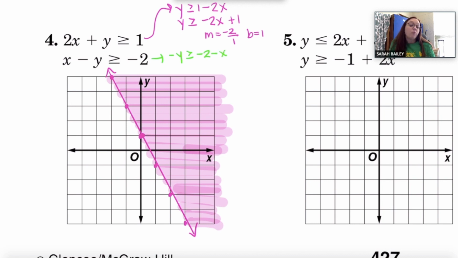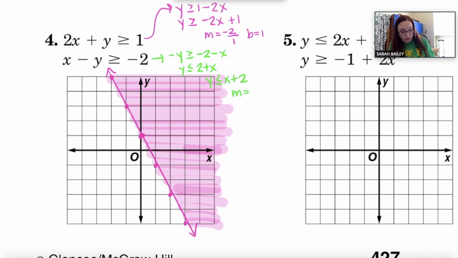Now that's a negative y, so I need to divide everything through by negative 1 or multiply everything through by negative 1. Same thing. When I multiply or divide both sides of an inequality by a negative number, my inequality symbol flips. So instead of the greater than or equal to symbol, it's going to flip around, so it'll be less than or equal to. And then multiplying everything else by negative 1, so that'd be 2 plus x. So that's going to be y less than or equal to x plus 2.